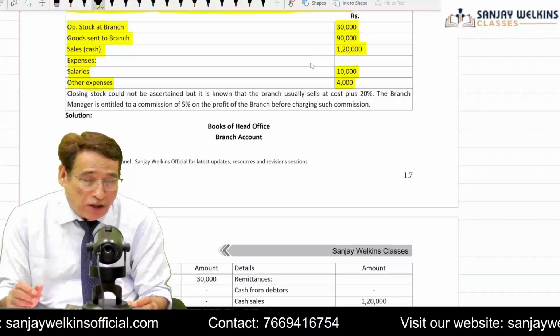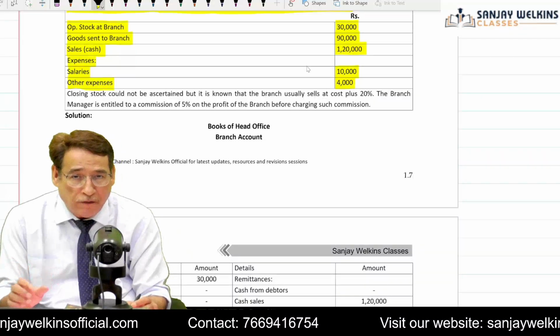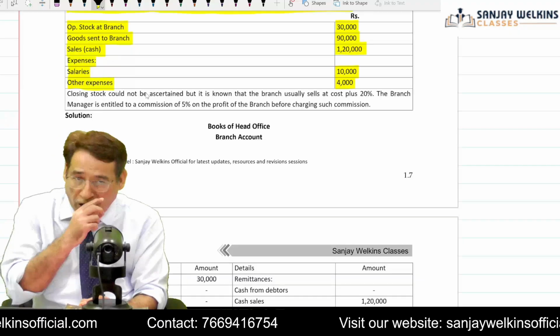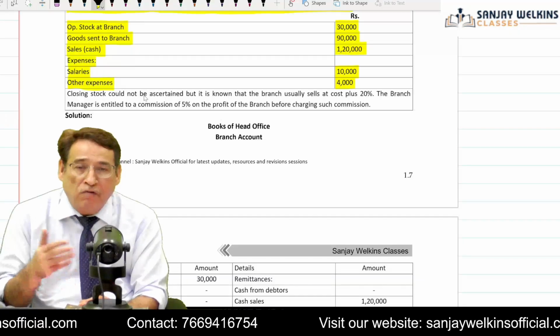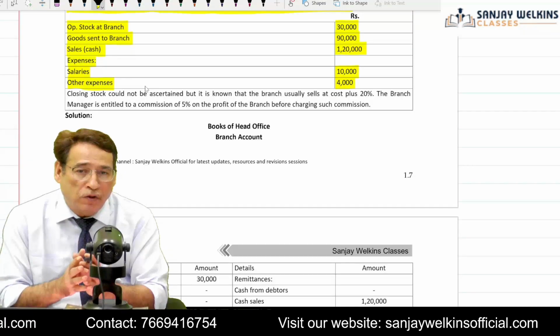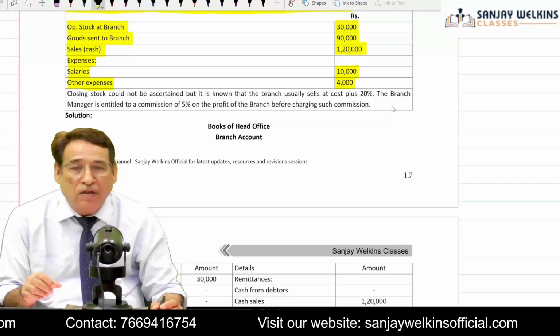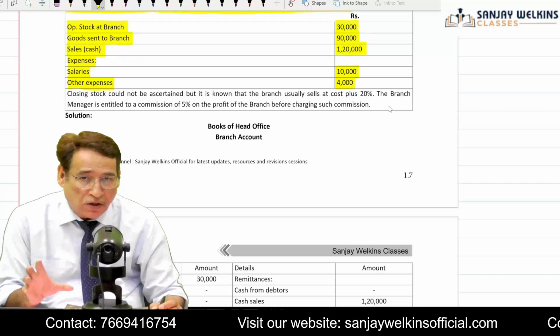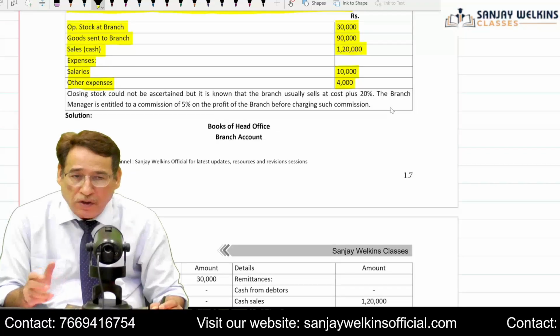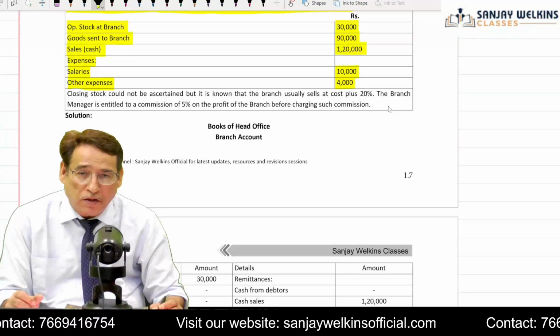Now if you have paid attention in this particular question, you must have noticed that there are no opening debtors or closing debtors. If ever you come across a question wherein opening debtors and closing debtors are not given, you always presume that this particular branch is not doing any credit transactions. Is it clear to you? That means under such situations, you need not prepare what we call the branch debtors account.